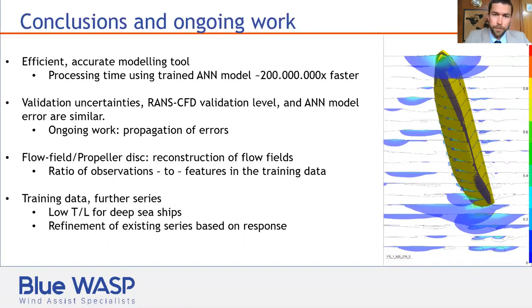Then, as I alluded to before, it may be possible to reconstruct flow fields. So you have, as an example, the wake fraction at the propeller disk. Next to that, say, the angle of attack for an appendage. And here, the ratio of observations to features is the limiting factor. So in that respect, we're working on further series, so a low T over L series, for example, and adding more hulls to the existing series.